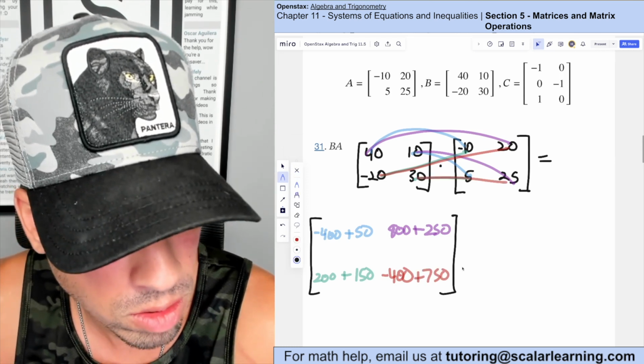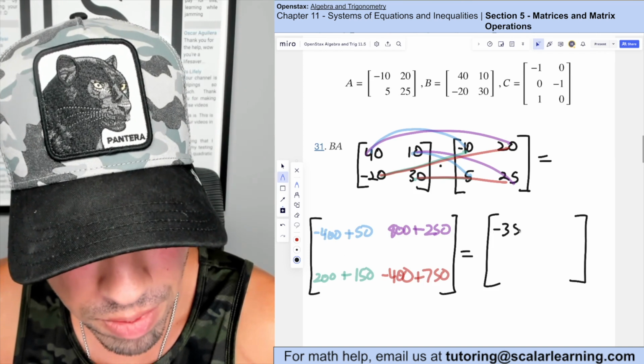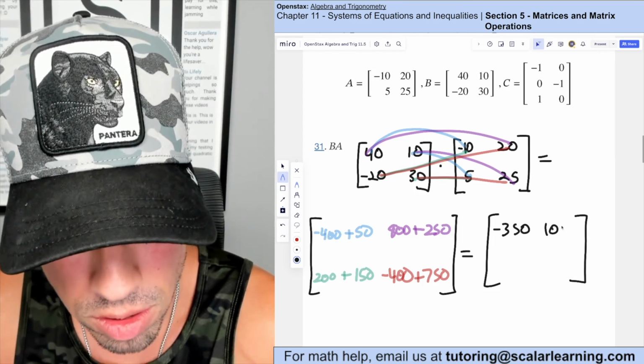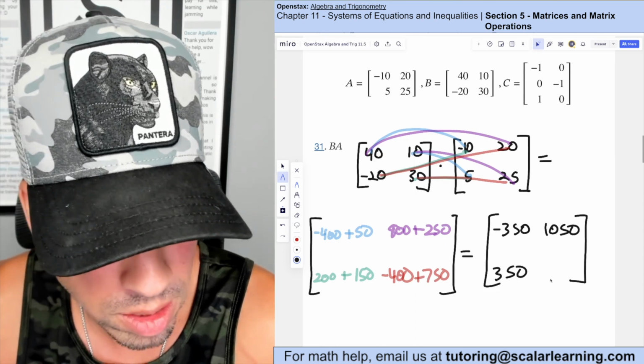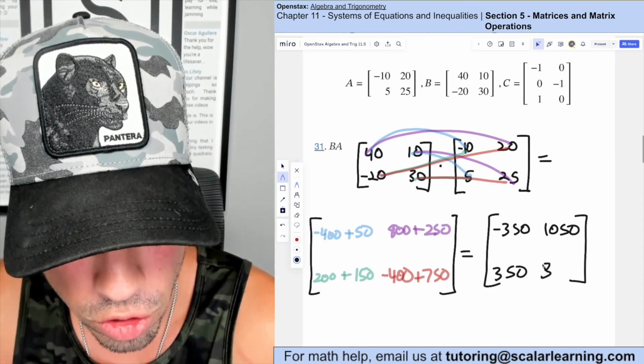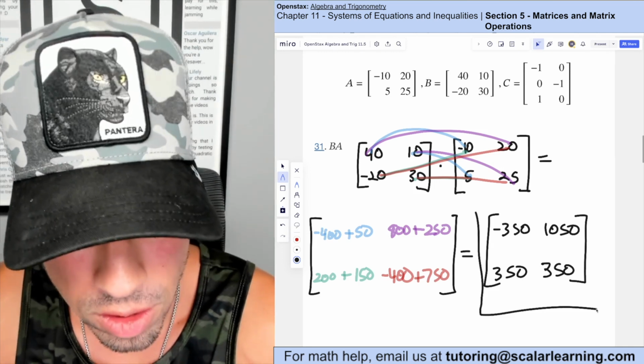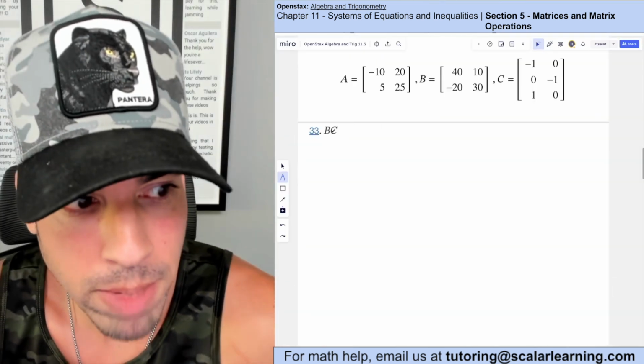All right, now let's get the final. Negative 400 plus 50 is negative 350. 800 plus 250 is 1,050. 200 plus 150 is 350. And negative 400 plus 750 is 350. So that is how you do it. Done. So for this one, we're meant to do B times C.